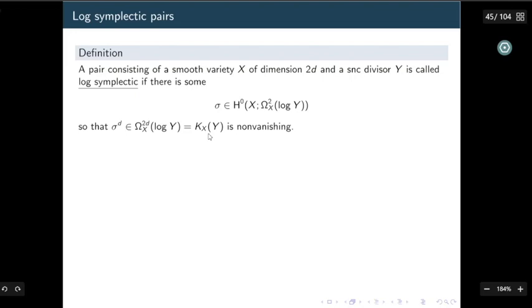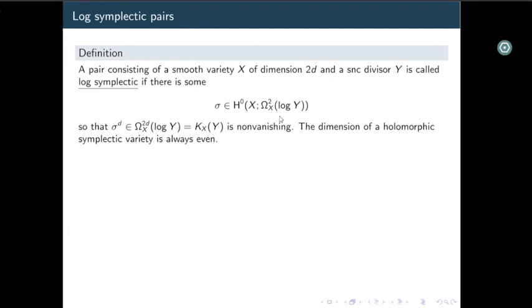Okay, so this implies log Calabi-Yau, but of course it's stronger, right? Just in the same way, hyperkaehler implies Calabi-Yau, but it's a much stronger condition. Just a comment, the definition depends on the fact that your dimension is even, so it's good to keep in mind.